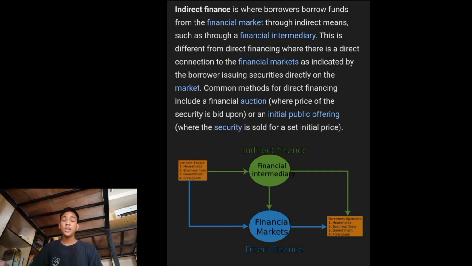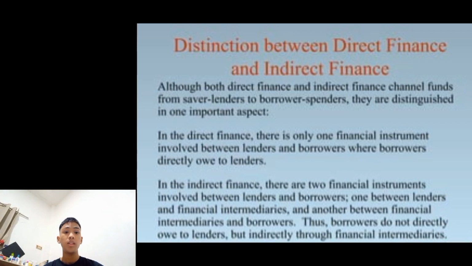Indirect finance is where borrowers borrow funds from the financial markets through indirect means, such as through a financial intermediary. In direct finance, there is a direct connection to the financial markets, as indicated by the borrower issuing securities directly on the markets. Common methods for direct financing include a financial auction or an initial public offering. The difference between direct finance and indirect finance.